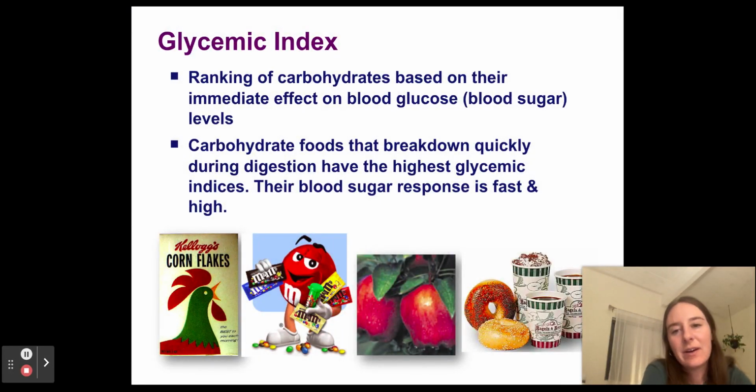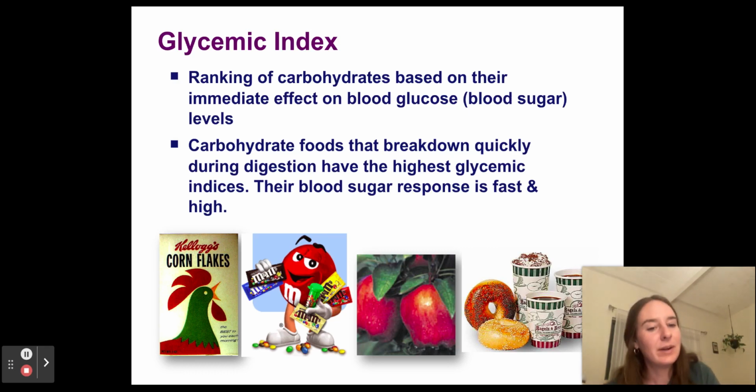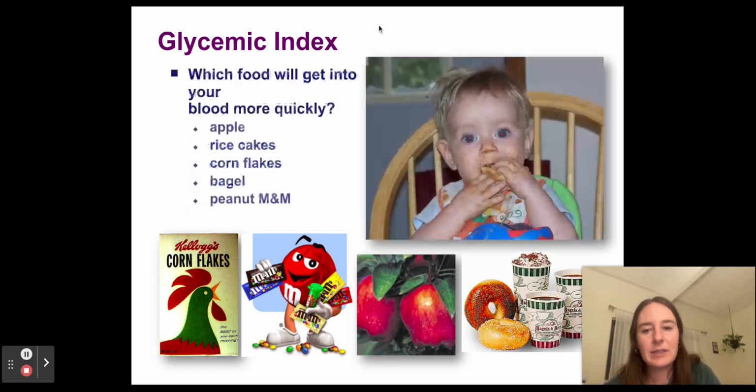Okay, just a fun fact. Scientists created something called the glycemic index, and it's basically a ranking of how fast a carbohydrate you eat gets broken up into smaller pieces, smaller monosaccharides, which can eventually get into your blood. In your blood, you can only fit really, really tiny monosaccharides. You can't fit these long starch molecules. How long it takes your body to break these down is called your glycemic index.